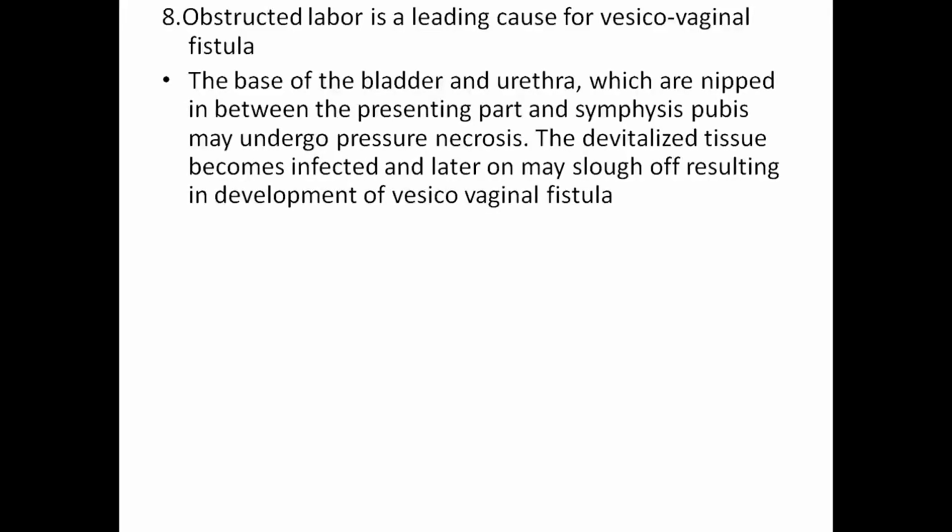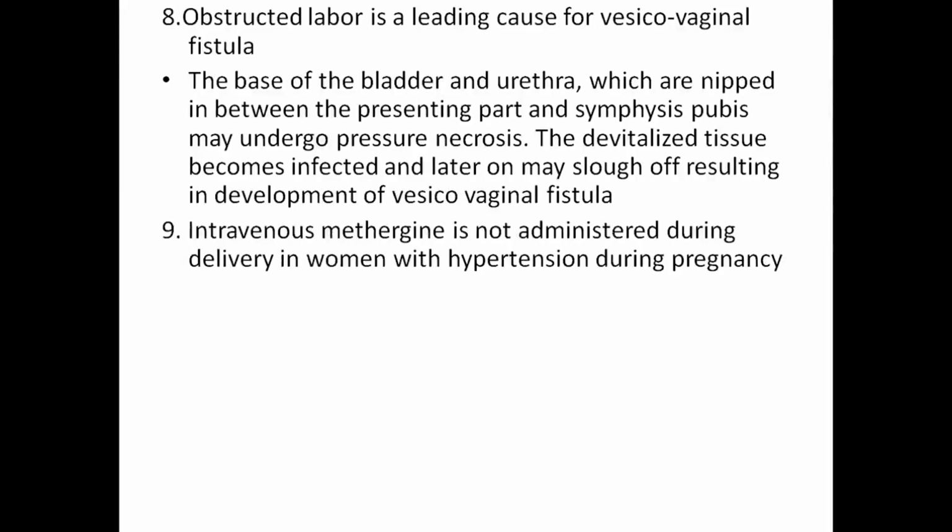Next is the give reasons question. Obstructed labor is a leading cause of vesicovaginal fistula. The base of the bladder and urethra, which are nipped between the presenting part and the symphysis pubis, may undergo pressure necrosis. The devitalized tissue becomes infected and later may slough off, resulting in the development of a vesicovaginal fistula.